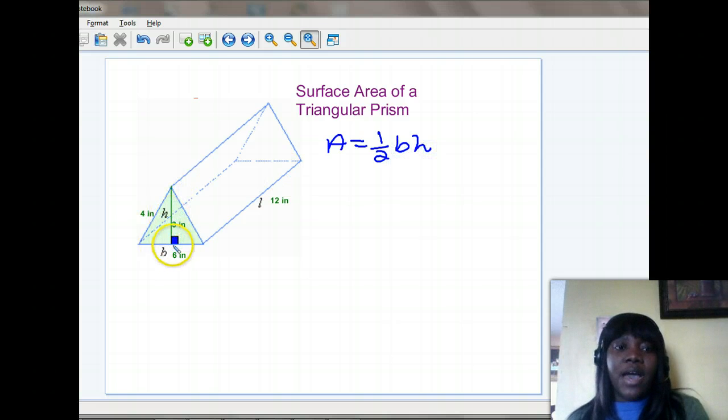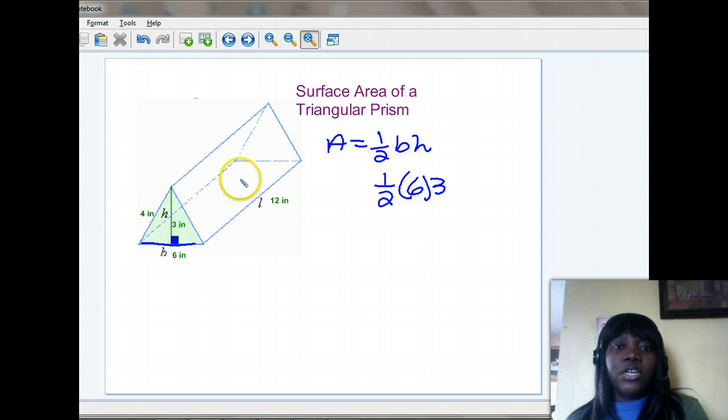So here I know half of the base is 3. This is my base right here, and half of the base is 3. So 3 times 3, I get 9. Actually, let's plug it in. So it's going to be half times my base, which is 6, times the height, which is 3.